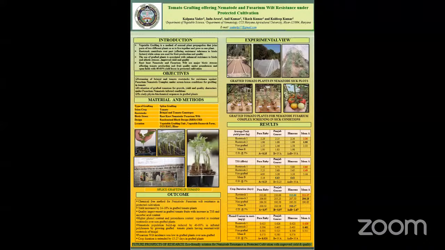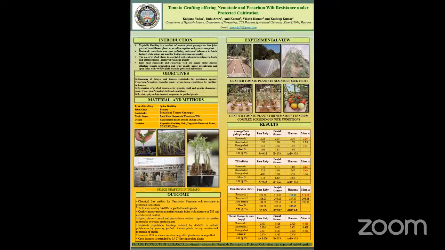So we can say the grafting is a chemical-free method for nematode and fusarium wilt resistance in protected cultivation, and it can increase the yield about 14 to 18% in grafted tomato plants. It also improves the quality, like TSS and ascorbic acid, and higher phenol content was observed in the grafted plants over non-grafted. The nematode population buildup was reduced by 40 to 60% in infested polyhouses by growing grafted tomato plants. And the fusarium wilt incidence and the severity of the disease were also lower in the grafted plants over non-grafted.